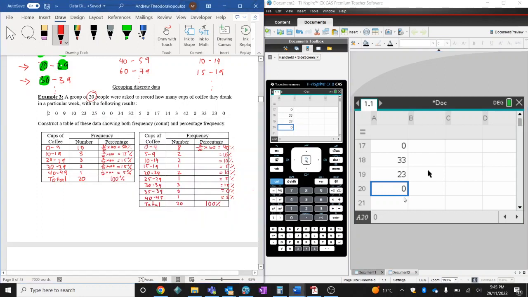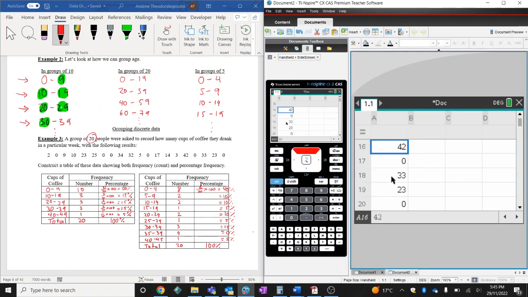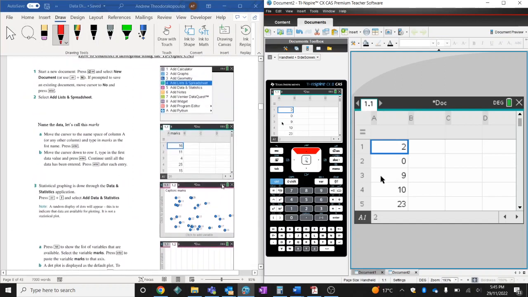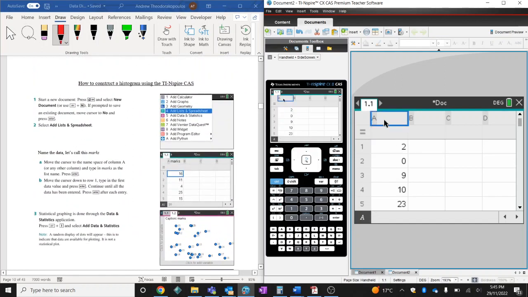Okay, once you have done that, make sure that you've got 20 numbers because that's what this question says. It's about 20 people. And then scroll your numbers back to the very top. Get in the habit of going all the way back to the top. Okay, so let's now go to these calculator instructions. Now, this example says call this marks because that's what the example was about, but we'll call this coffee. Okay, so you go up to the top one and call it coffee.